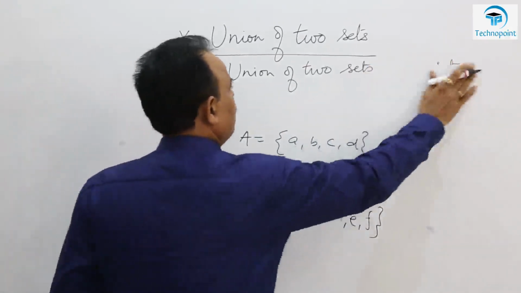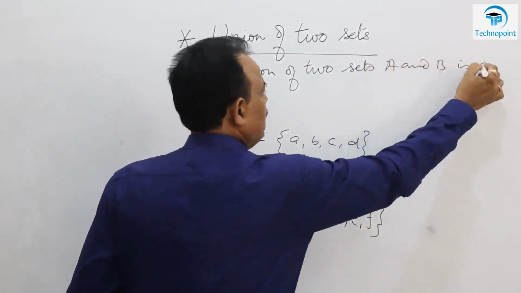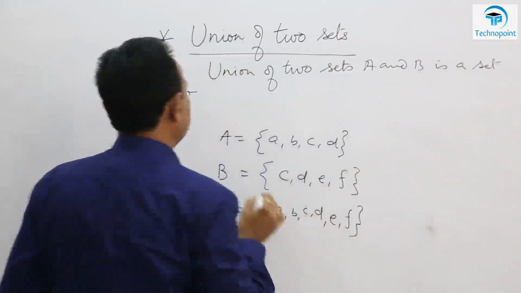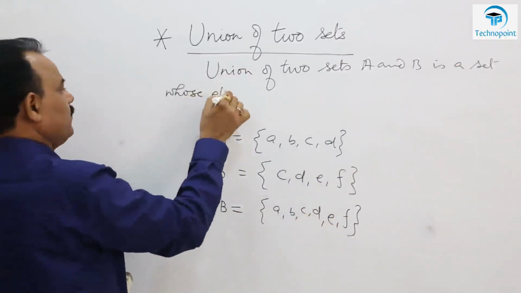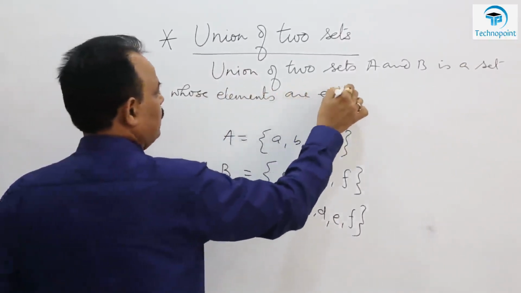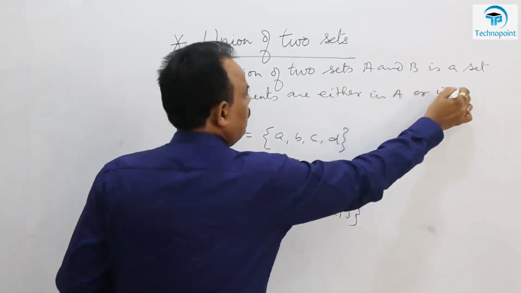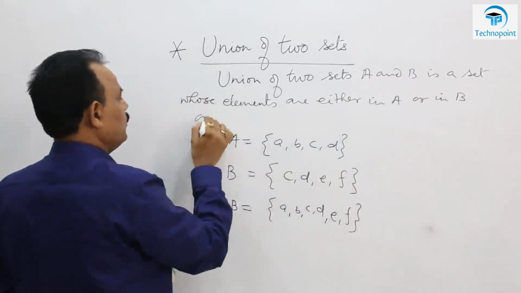Union of two sets, suppose A and B, is a set whose elements are either in A or in B or in both.